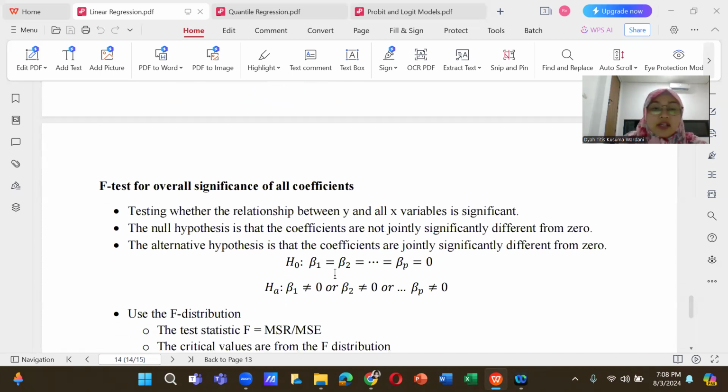And then the last, the F-test of overall significance of all coefficients, testing whether the relationship between y and all x variables is significant. The null hypothesis is that the coefficients are jointly not significantly different from 0, and the alternative hypothesis is that the coefficients are jointly significantly different from 0.